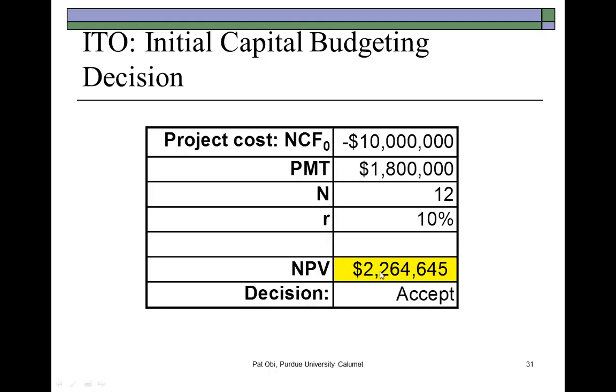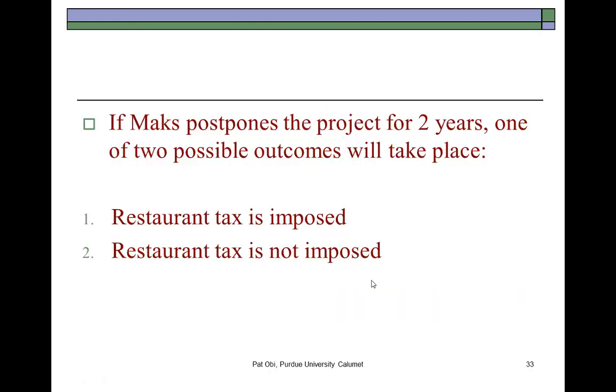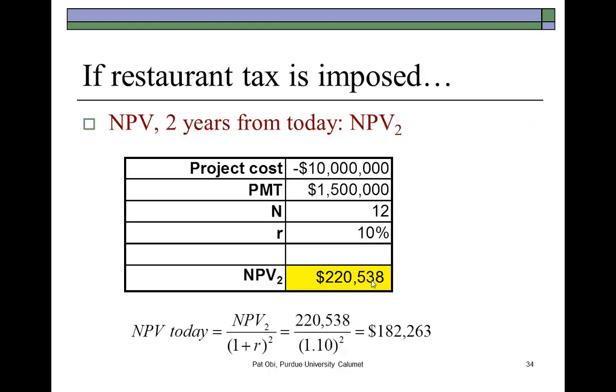Again, this amount here is the net present value of our $10 million project, promising to return $1.8 million per year for 12 years, and the cost of capital is 10%. This is the NPV. It's positive, and so we accept. Now though, there is an issue that can make this story more interesting, and that is we can choose to delay starting this project for a couple of years. But if we delay it for a couple of years, one of two things might emerge.